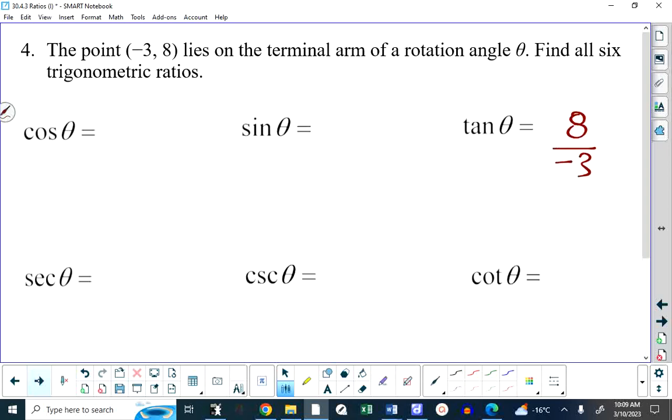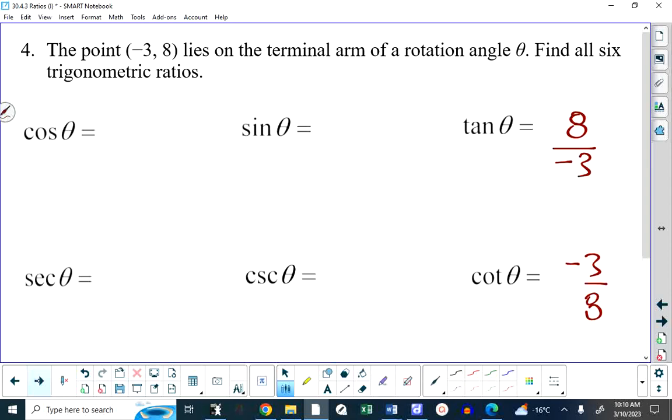We can write tangent right out of the gate. It's y over x. And you could put the negative on the top if you like, or leave it on the bottom. I don't care, as long as you recognize it could be on the top. Cotangent is the reciprocal of that. But for everything else, what are we missing?